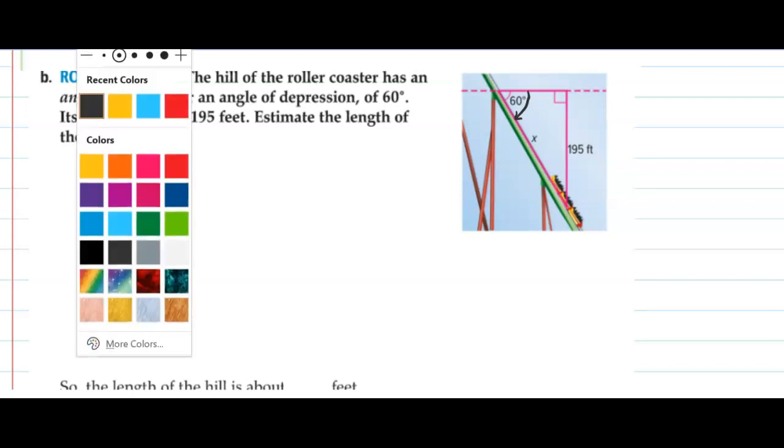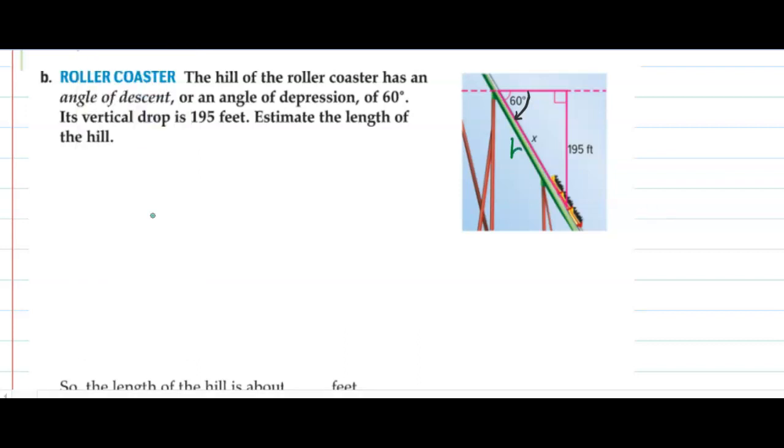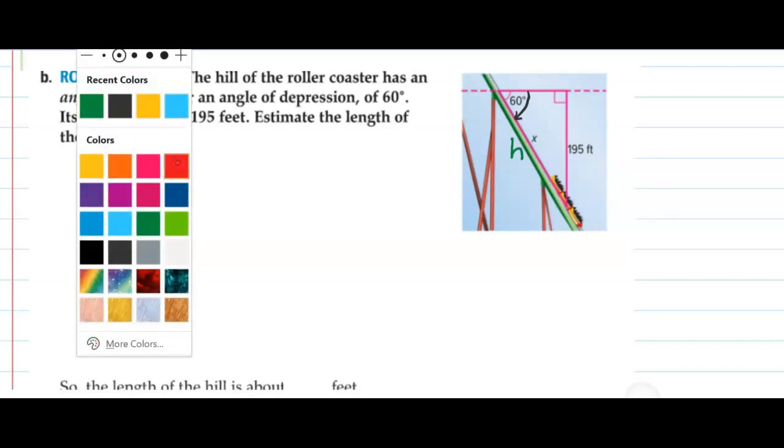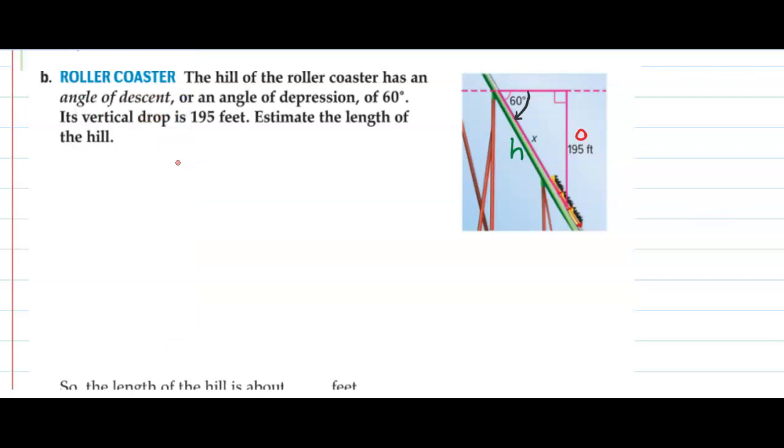We also can label parts of our triangle here. This is our hypotenuse. This is the side opposite. I'm not even going to bother labeling the adjacent side because I would just cross it out anyway. I'm trying to find the hypotenuse. I know the opposite. I'm using my sine function. Sine of 60 degrees is opposite over hypotenuse. We're trying to find the length of this hill from here to here.